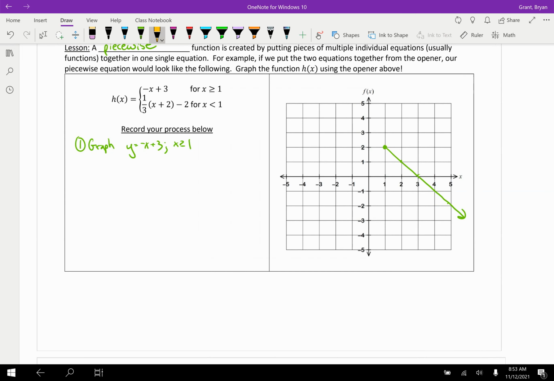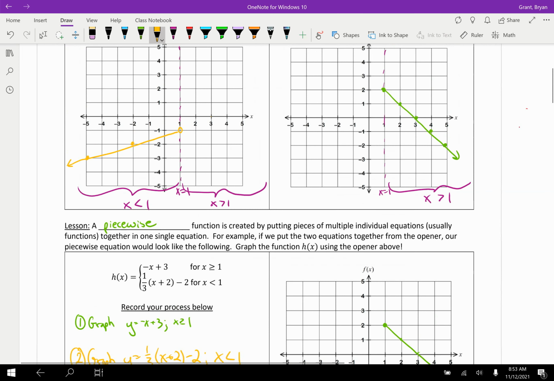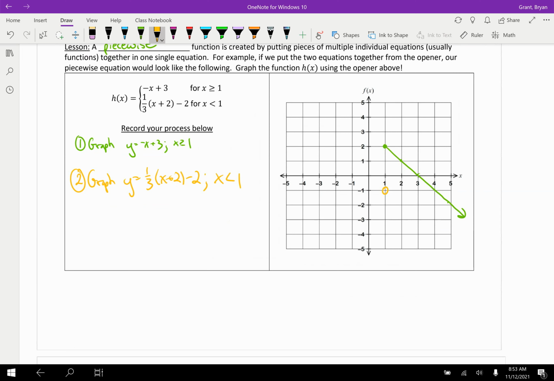The second step is we need to graph our other equation, which was 1/3 times x plus 2 minus 2 for x less than 1. Okay? We saw that this one started at (1, -1), open circle, and we go down 1 to the right, 1, 2, 3. Down 1 to the right, 1, 2, 3. And I think this, if I were able to draw a better line, is our full piecewise function.